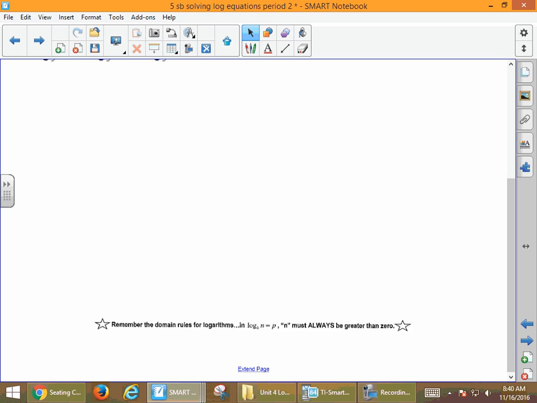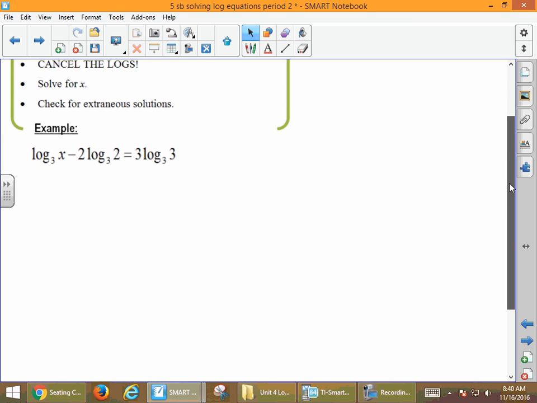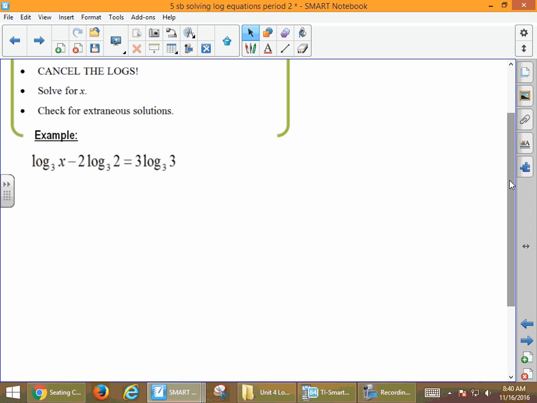Don't forget that the domain rules still apply, but we'll deal with that here in the extraneous solutions. By the way, an extraneous solution means that it looks like a perfectly good answer, but when we put it back into our original equation, it doesn't work for us. It doesn't fit in the domain.